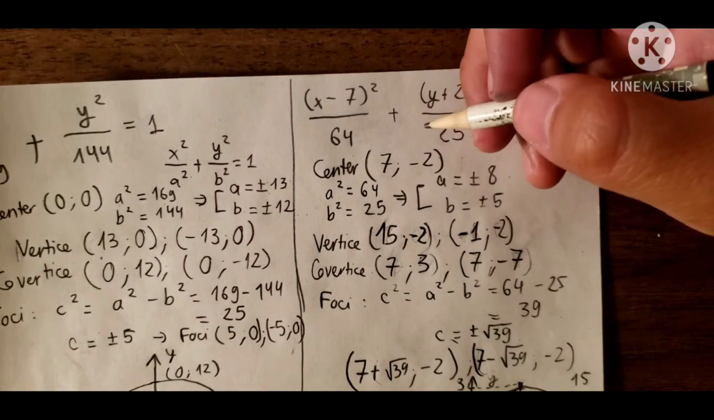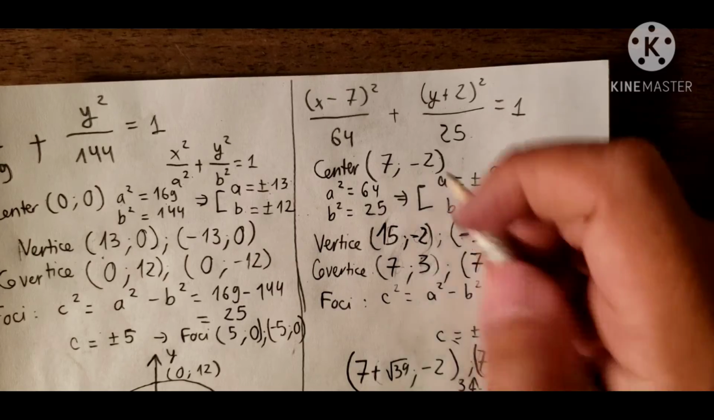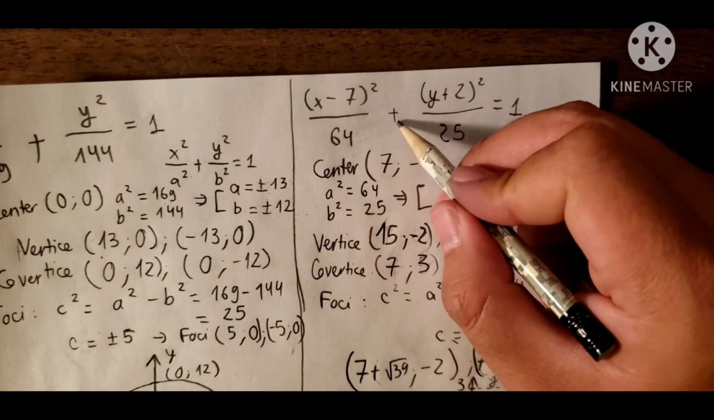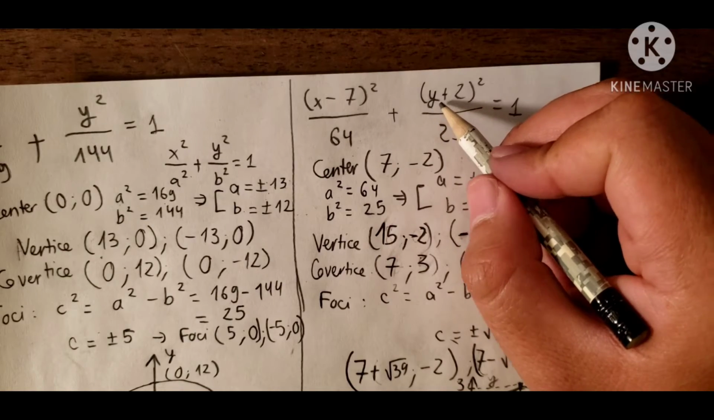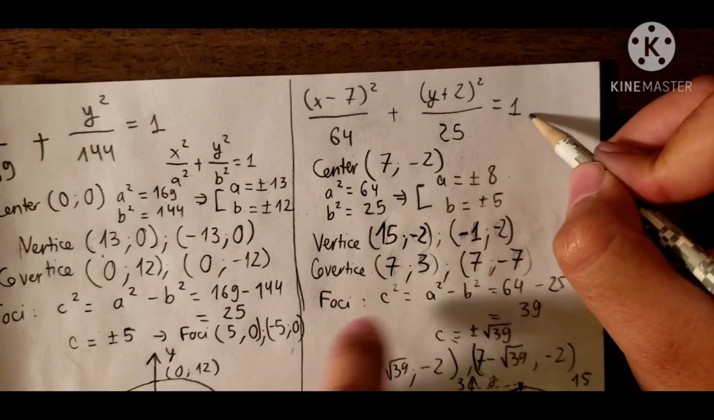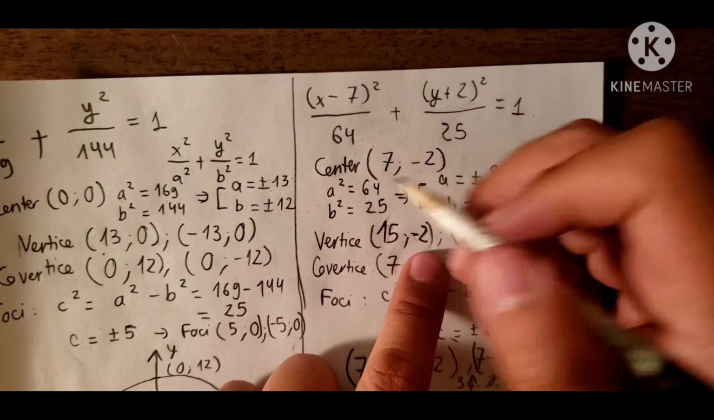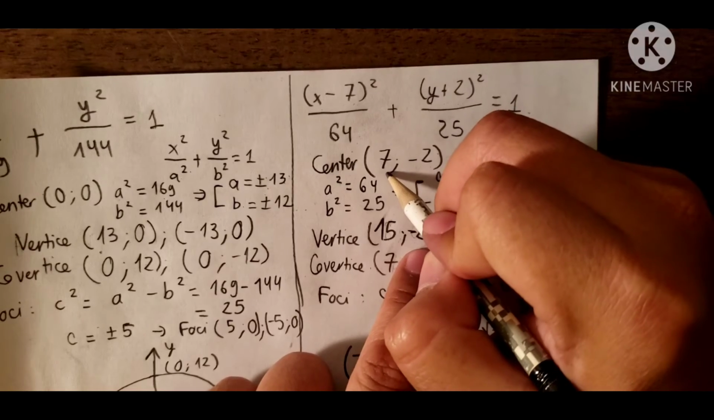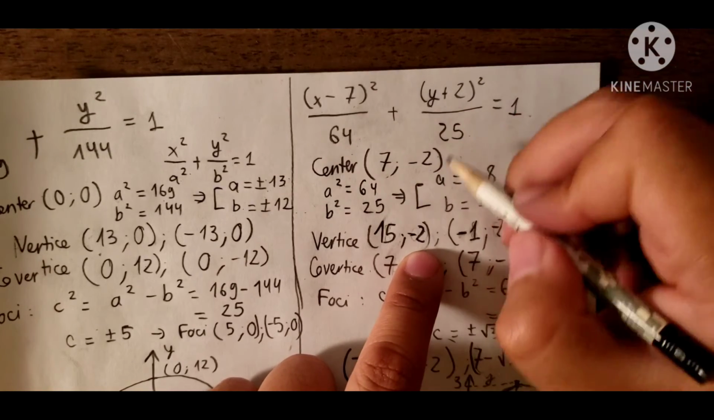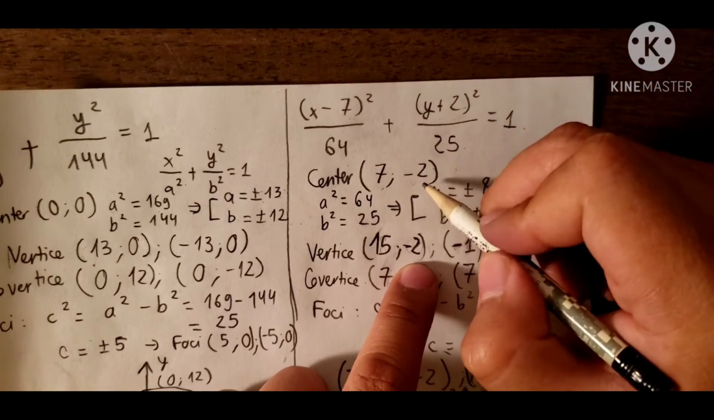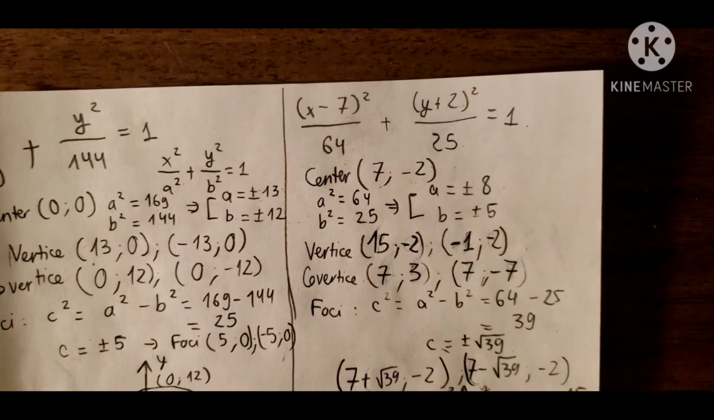On question number 2, we have x minus 7 power 2 divided by 64 plus y plus 2 power 2 divided by 25 equal to 1. In here, we can find the center. We have the minus 7, then we change to the positive 7, and minus 2, because we have the positive number 2, we change to the minus 2 in here.